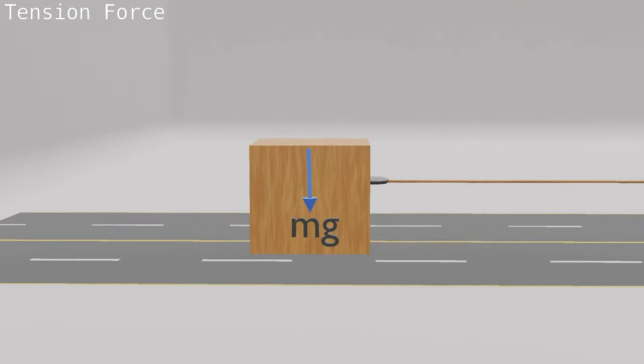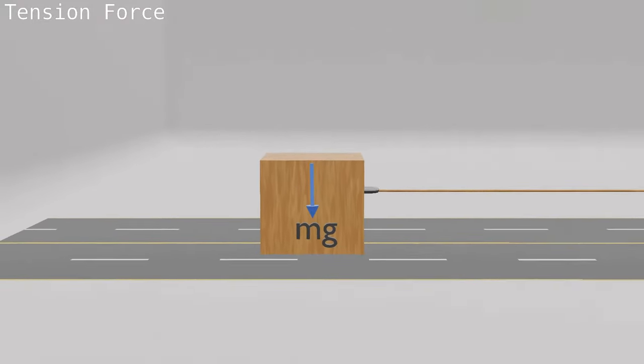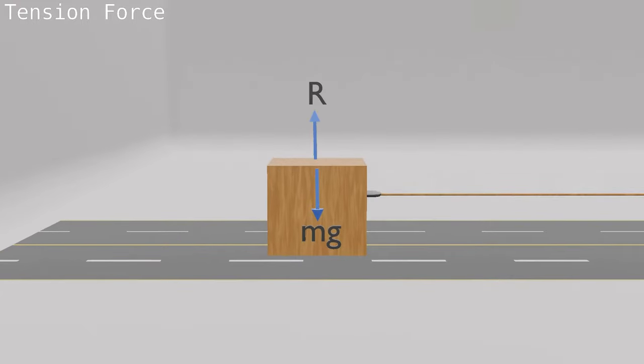The wooden block has its own weight, and due to this there is a normal reaction opposite to the weight. According to Newton's third law, the wooden block stays at the same place, as the weight and normal reaction are equal and opposite.